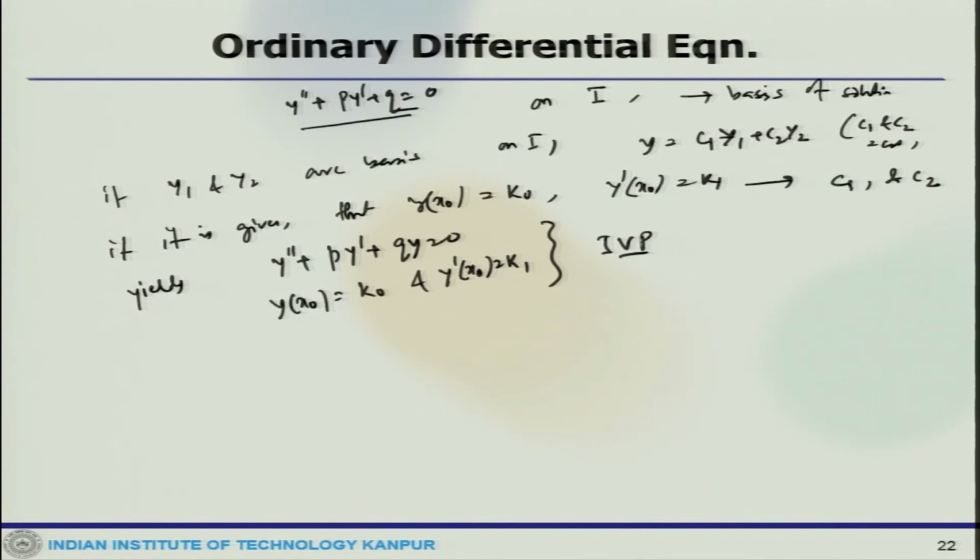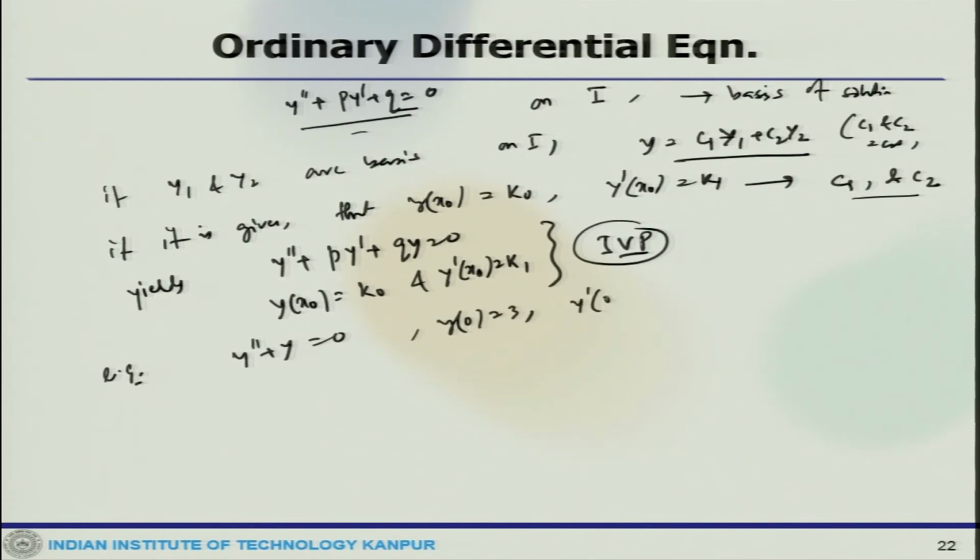So, first of all, there could be a generic solution. That means if y1 and y2 are the basis solutions of this kind of system, then the combination C1 y1 plus C2 y2 would be the generic solution. Or for particular values, we can find the particular values of C1 and C2, which is called the particular solution, and the system becomes an initial value problem. We can just explore that with a simple example: y double prime plus y equals 0, where given y of 0 equals 3 and y prime of 0 equals half.